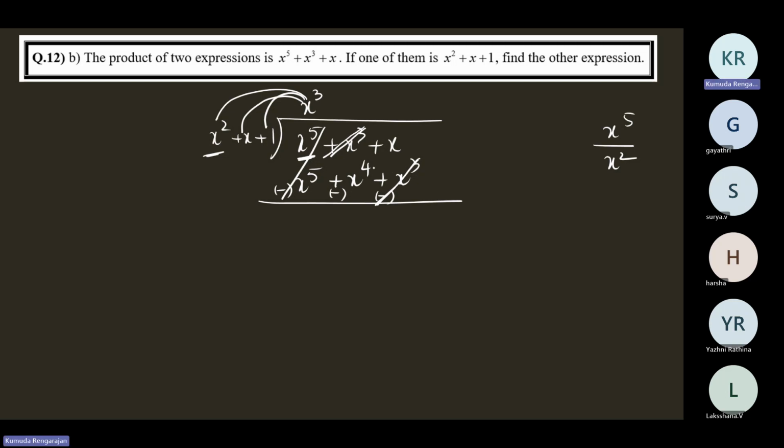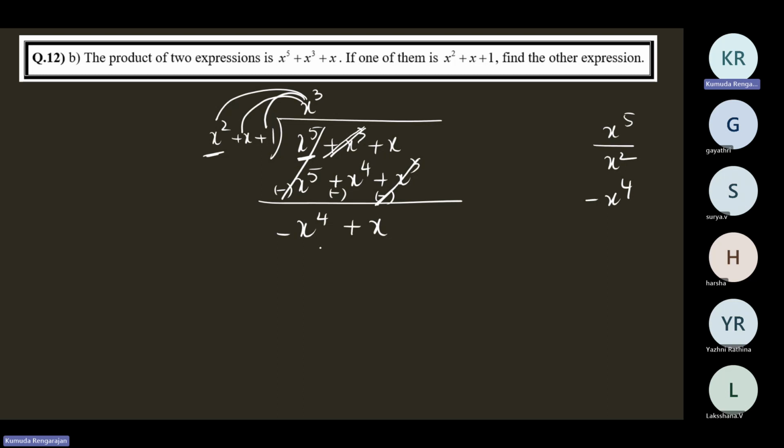You must write the term with the greater power first. So x to the power 4, x to the power 1. X to the power 4 will come first, and then x. Wherever the power is more, that term should come first. Now again, minus x to the power 4. This is the new dividend. The remainder is a new dividend.